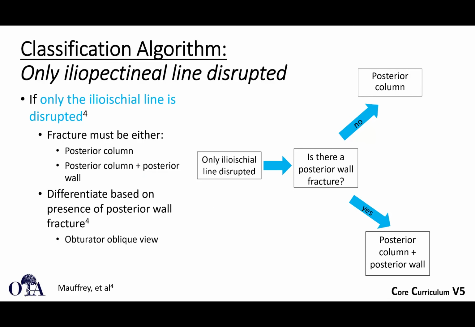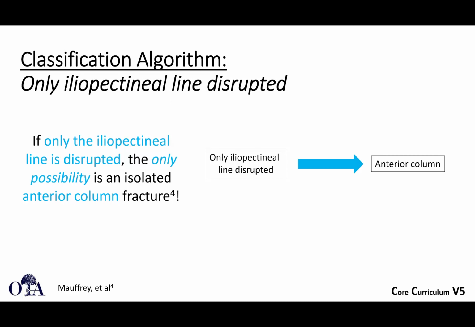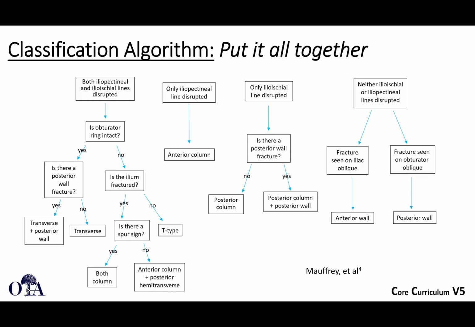If only the ilioischial line is disrupted, then you have to identify is there a posterior wall fracture or not, and then you have one of these two types. If neither the ilioischial or iliopectineal lines are disrupted, then you have to look for the fracture on the iliac oblique view and then on the obturator oblique view, and depending on what you see, it's going to be either an anterior or posterior wall fracture. If only the iliopectineal line is disrupted and nothing else, then you probably have an anterior column fracture.